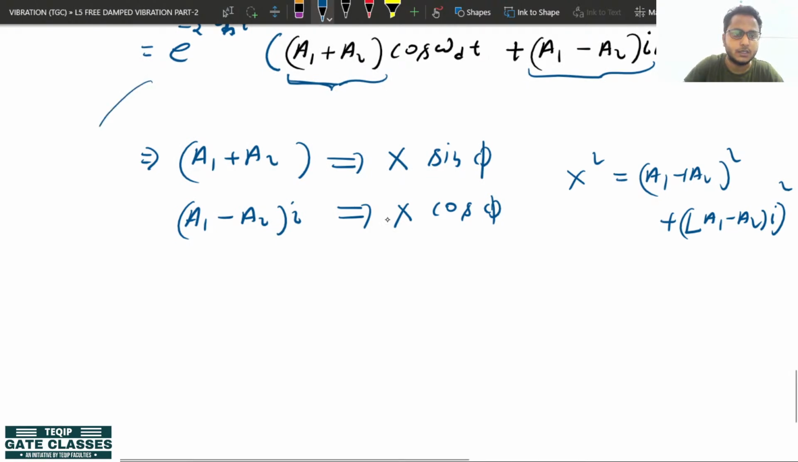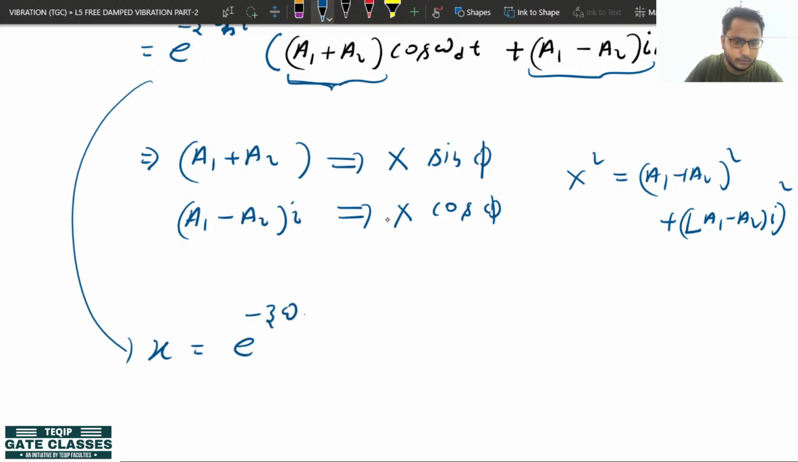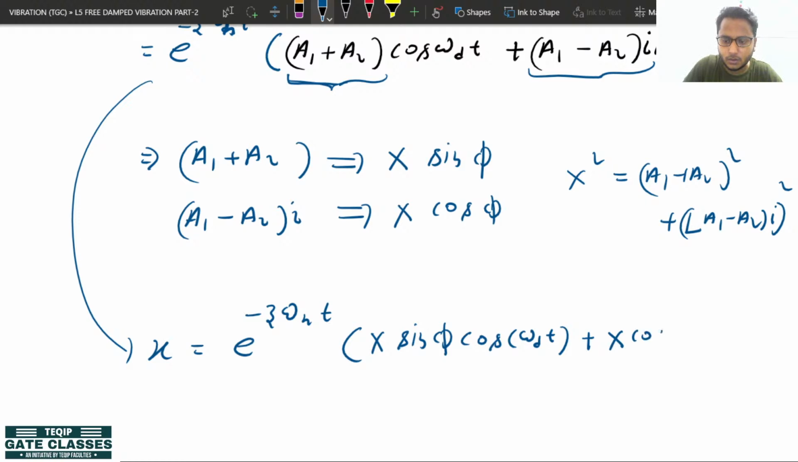So we are replacing these from this equation, and we will get x equals exponential minus zeta omega n into t, and it is X sin phi cos omega d into t, plus we have taken a1 minus a2 multiplied by iota is X cos phi, multiplied by sin omega d into t. Okay, can you see this?